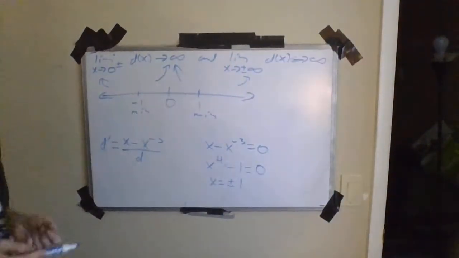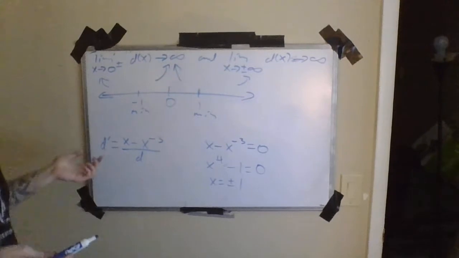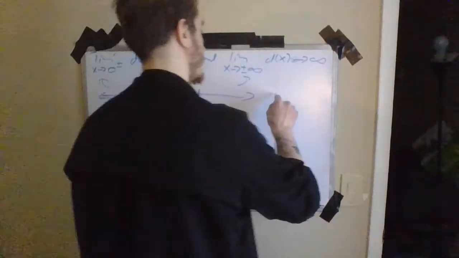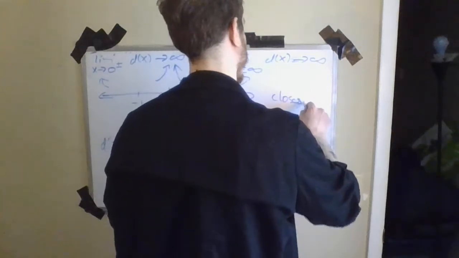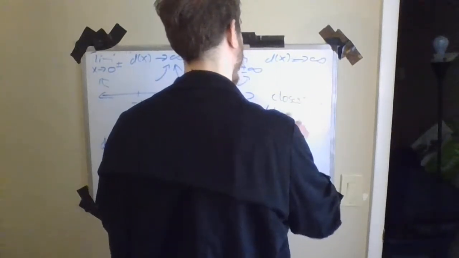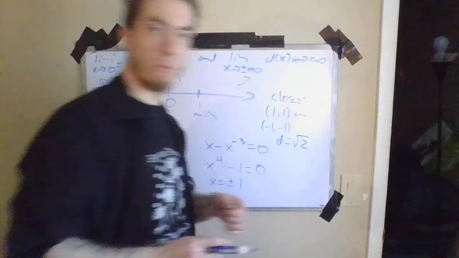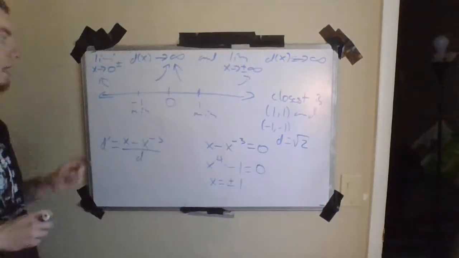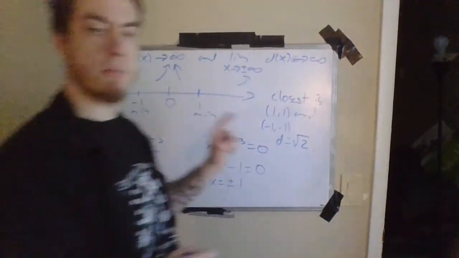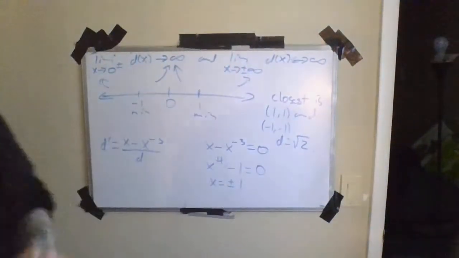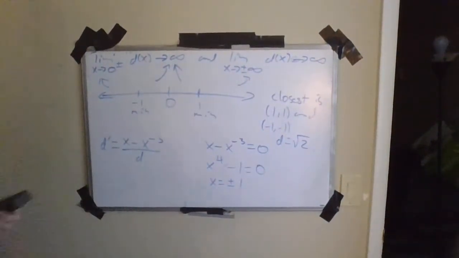Well, it turns out that for both minimums, the distance is square root of 2. So the closest approach is at 1, 1, and at -1, -1, and the distance there is the square root of 2. But we've shown that it is a minimum in the same sort of way as we did the previous example. So there's another example of an optimization type question.